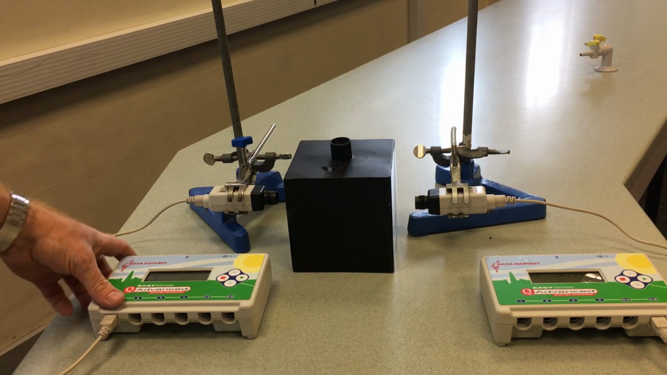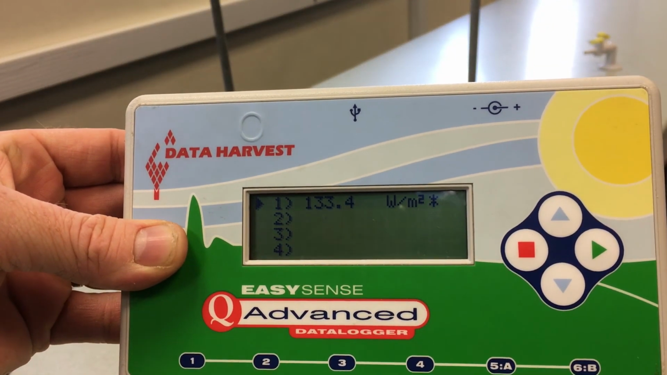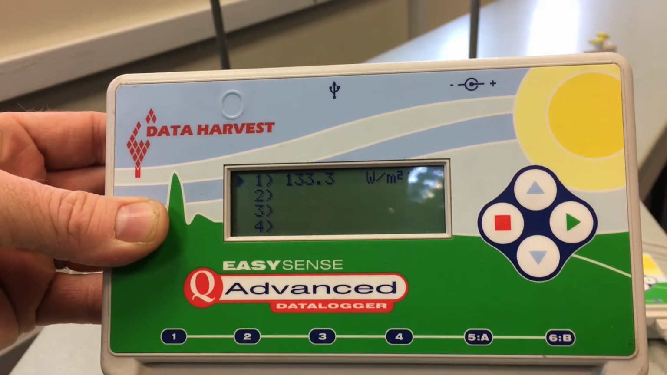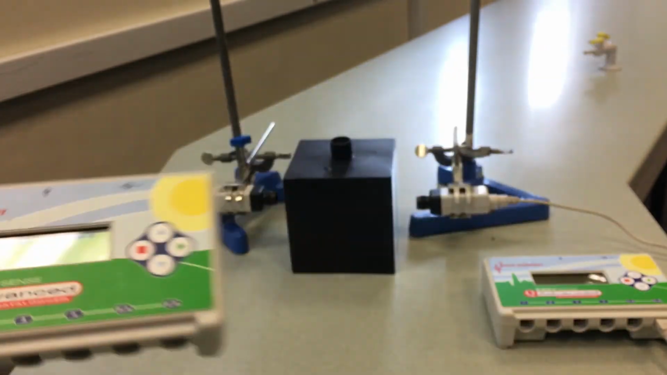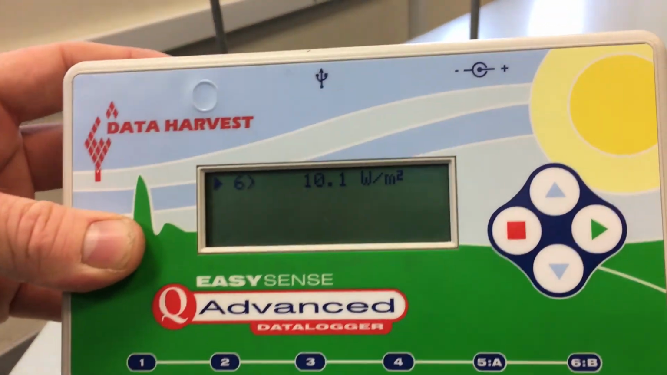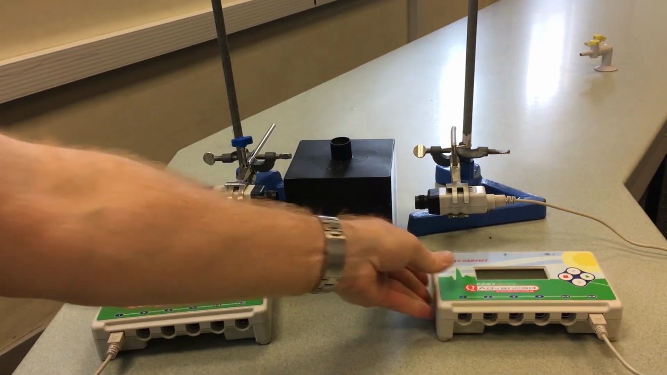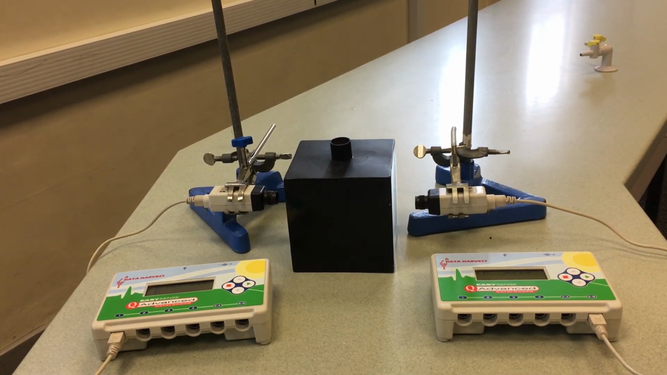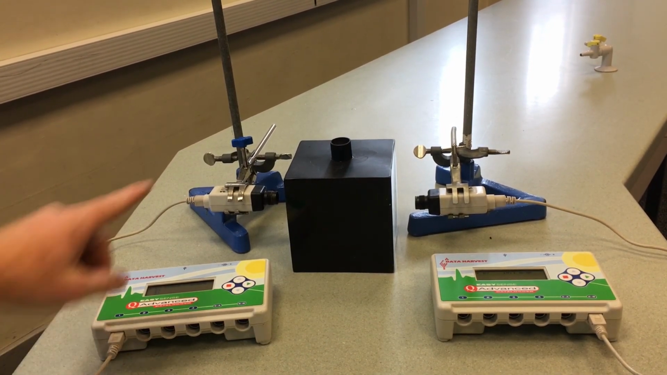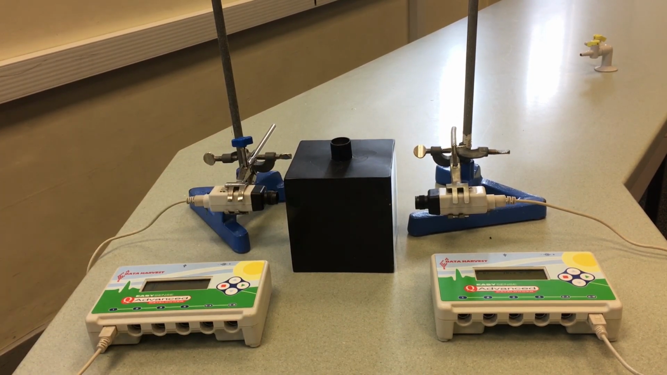Now what we can do is have a look at how much heat is being emitted from each surface. The black matte surface is emitting 133.3 watts per meter squared, whereas the white shiny surface is emitting 10.11 watts per meter squared. Clearly, we are having more thermal radiation being emitted from the black matte surface than we are from the white shiny surface, despite the fact that they are at exactly the same temperature.